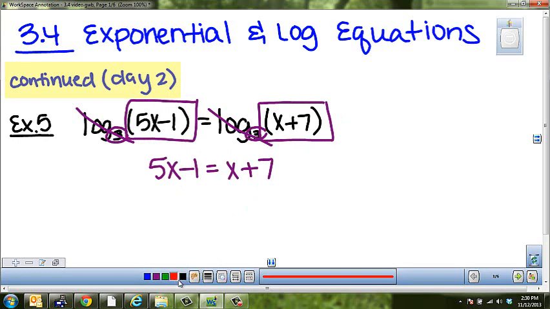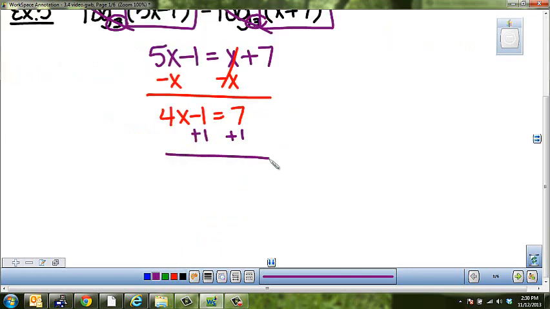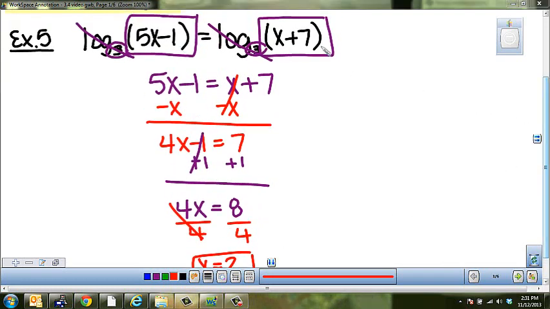You need to move your variables to one side and your constants to the other. So I'm going to move my x's to the left. And then my constants to the right. And then you get rid of your coefficient by dividing it out. So if you can remember your log rules and shortcuts like this, a lot of these problems that look complicated can become quite simple. Algebra 1 problems.